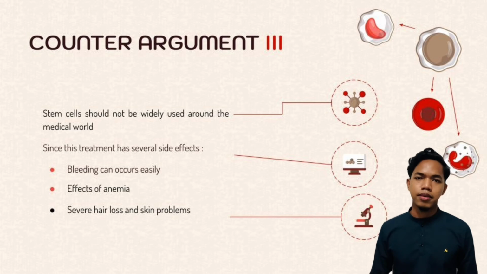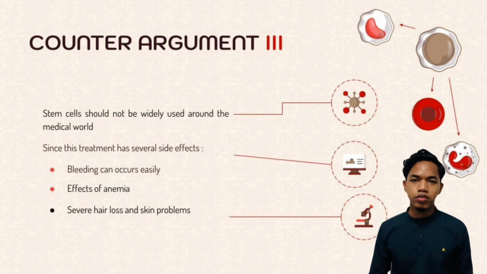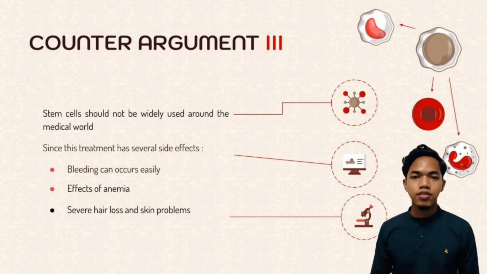Temporary hair loss may also occur as a result of therapies administered before the transplant. Hair loss is rarely irreversible. After the transplant, it normally grows back in 3 to 6 months.